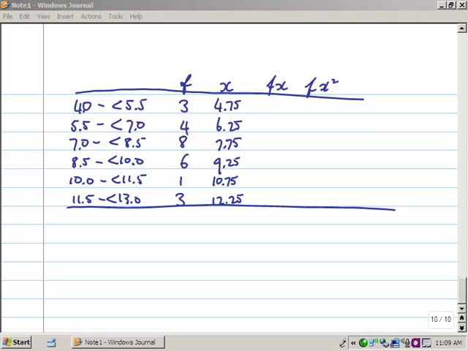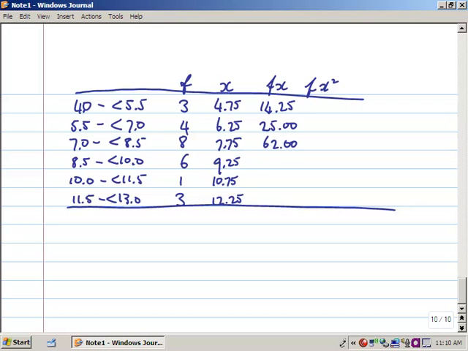Alright, at this point we could do our calculations. fx, 3 times 4 3/4. These numbers are not so cute, so I'll just write them down. It's 14.25, 25.00, 62, 55.5, 10.75, and 36.75.